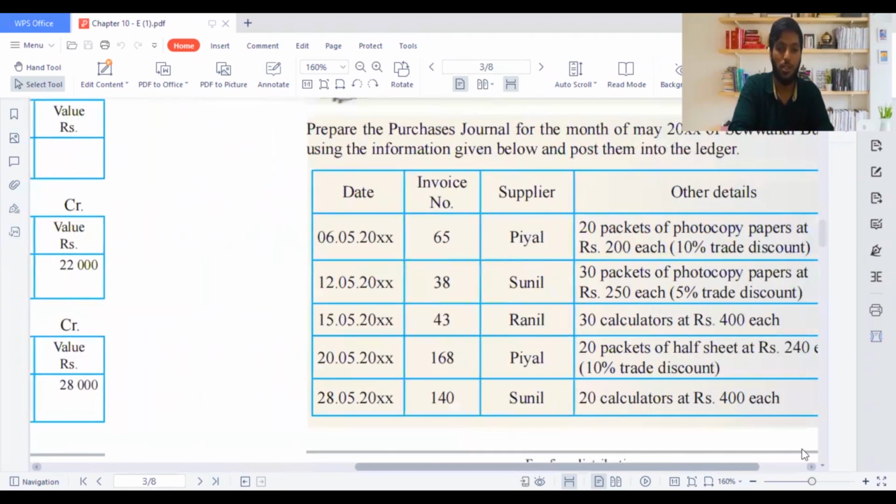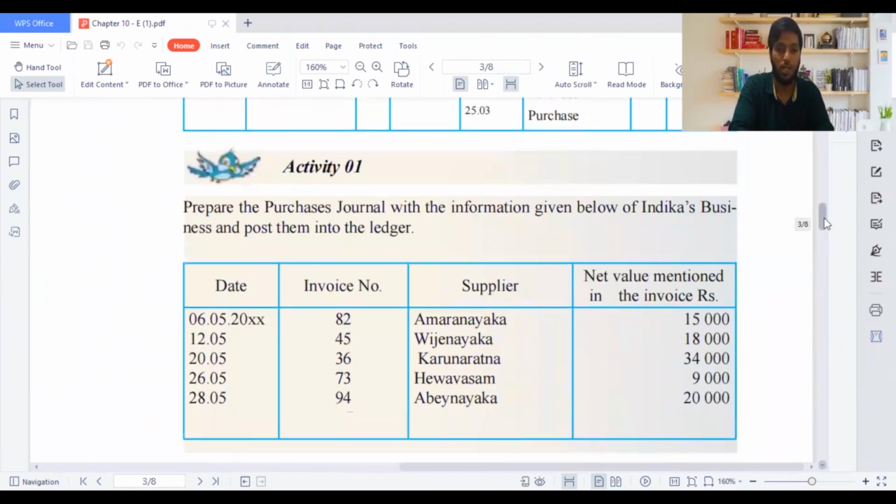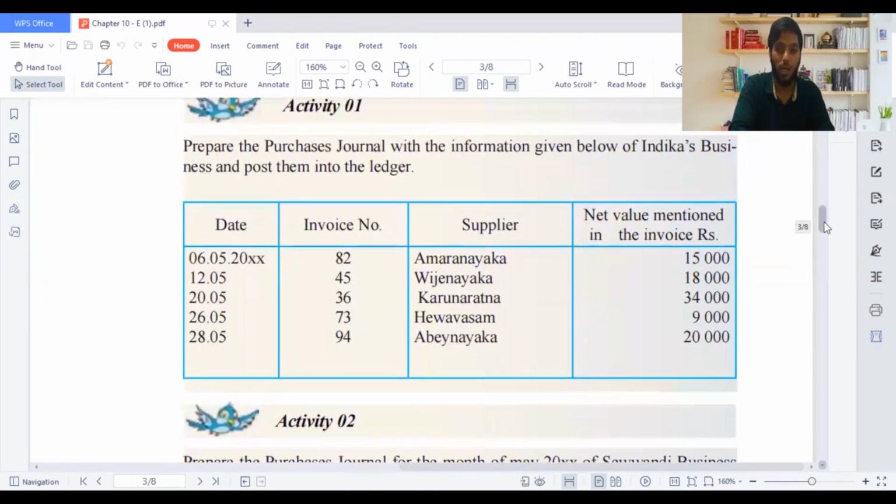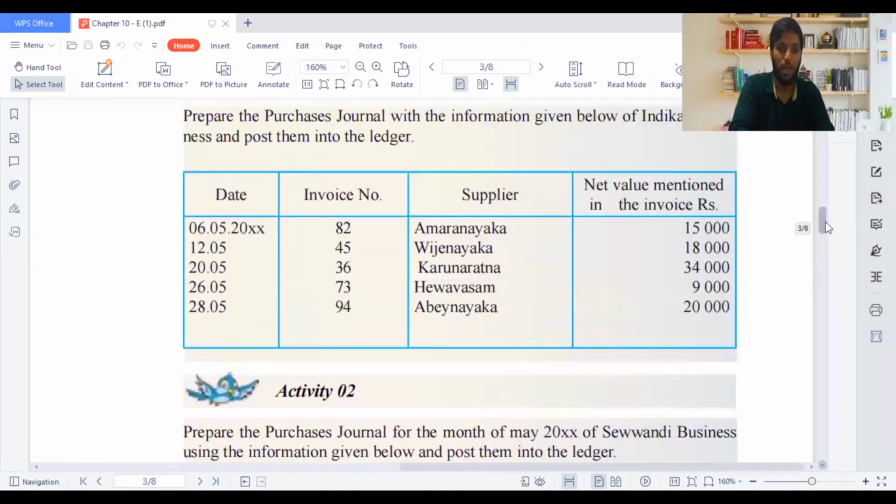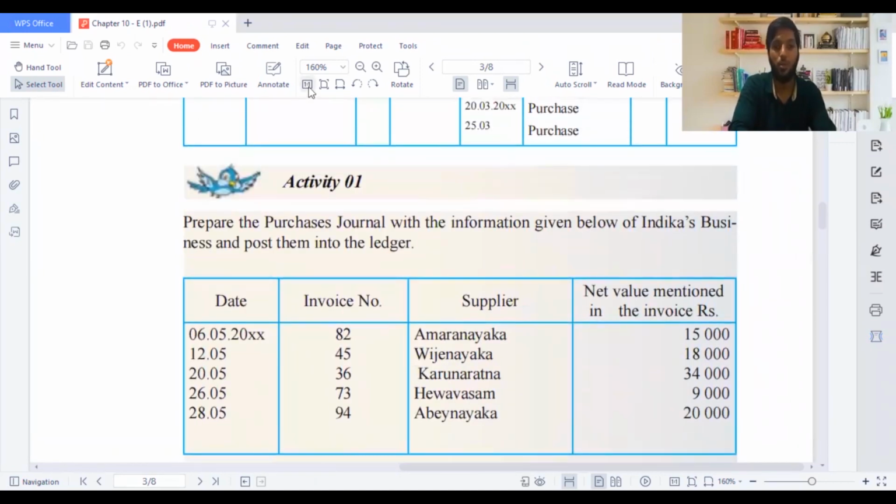So after recording the ledger accounts, now we are going to move on to page 137, activity 1 and activity 2. It's not going to be a big activity, but we are going to do it fast. Activity 1: Prepare the purchase journal with the information given below of Indica's business and post them into the ledger.